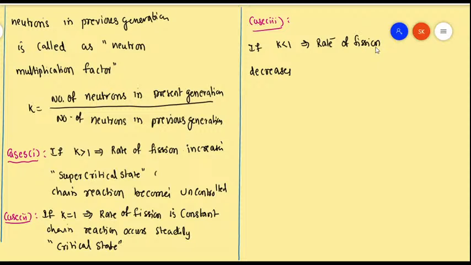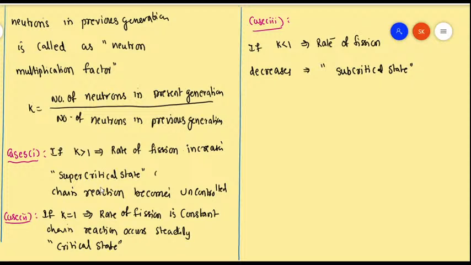Number of fissions means the number of splittings per second, the number of splittings of uranium based on the number of neutrons. If k is less than 1, the rate of fission decreases. What is the name of this state? This state is called a subcritical state. Remember it, subcritical state. Right?